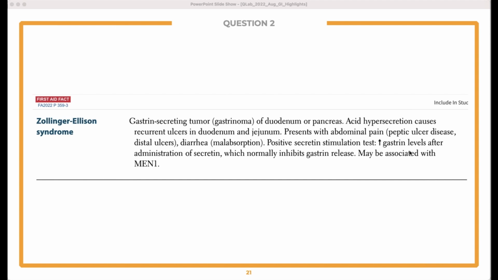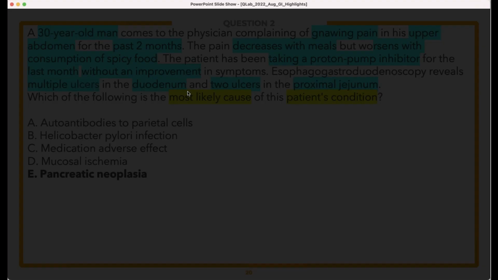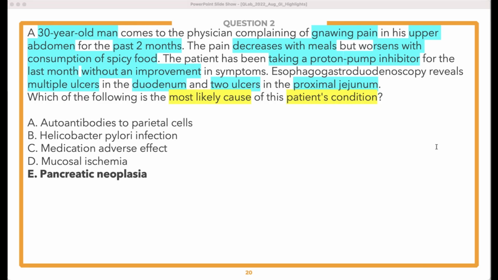So if we go back to our question, we'll take a look at those other answer choices you selected, especially answer choice B. Make sure you understand why it's not that. Answer choice D, mucosal ischemia, that's more the etiology of Curling ulcers, in which cutaneous burns lead to hypovolemia. Not what's going on here. Medication adverse effect, that was if the patient was using a lot of NSAIDs, which we're not told about.